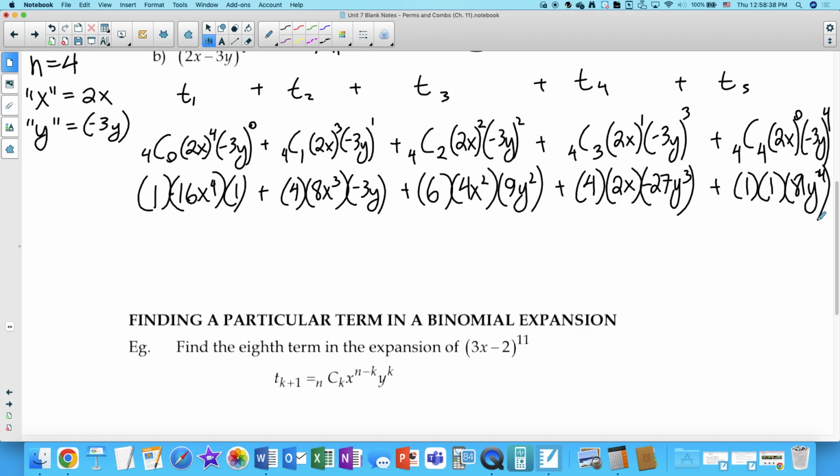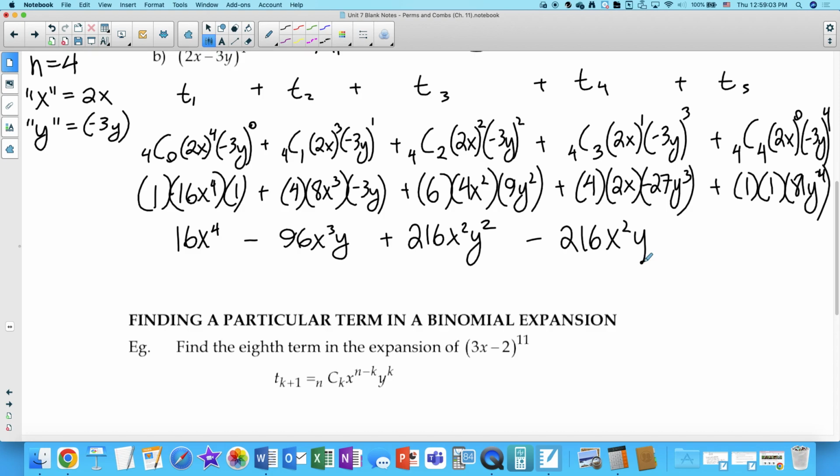Okay, and then when we put that all together, this is 16x to the 4, and then negative 96x cubed y, and then positive 216x squared y squared, negative 216xy cubed. And then plus 81y to the 4. Okay.